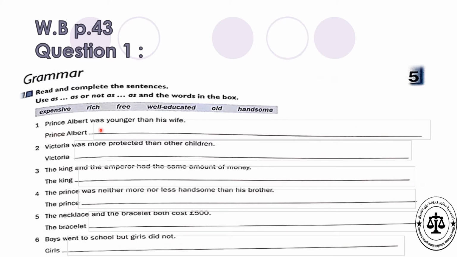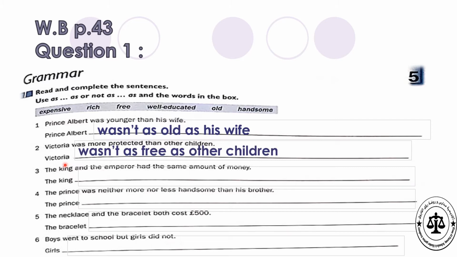Number 1. Prince Albert was younger than his wife. We want to rewrite this sentence by using as or not as. Prince Albert. What is the suitable adjective that we want to use to complete these sentences? Excellent, old. Prince Albert was not as old as his wife. Number 2. Victoria was more protected than the other children. Victoria. Okay, what is the suitable adjective that we have to use? Yes, excellent. So Victoria was not as free as other children.